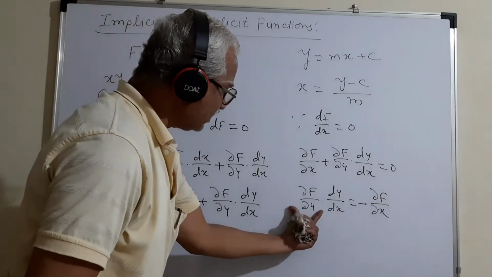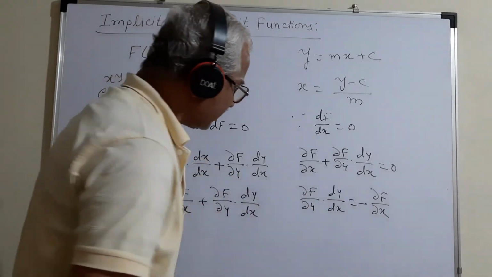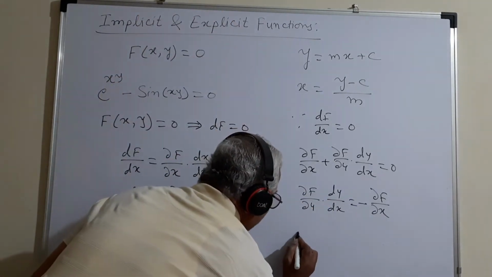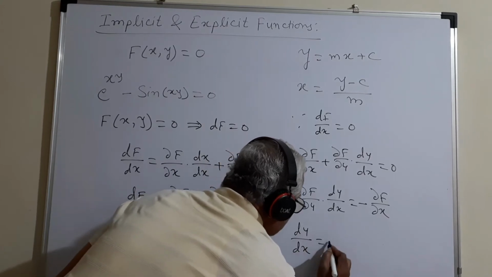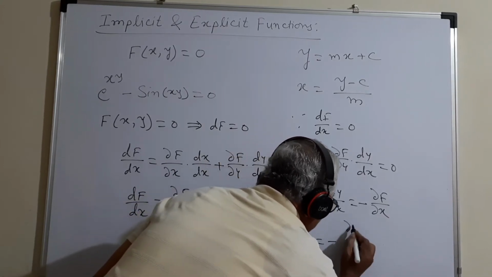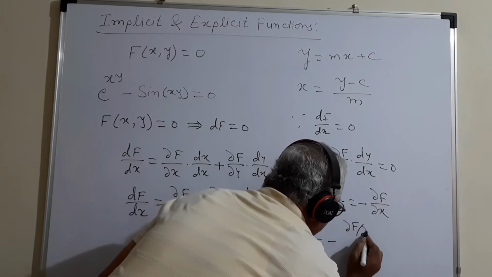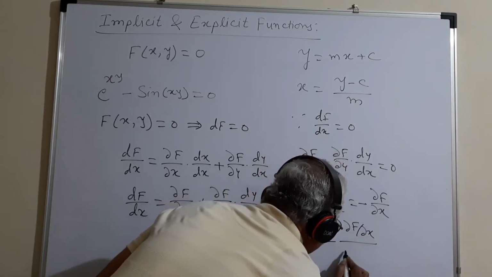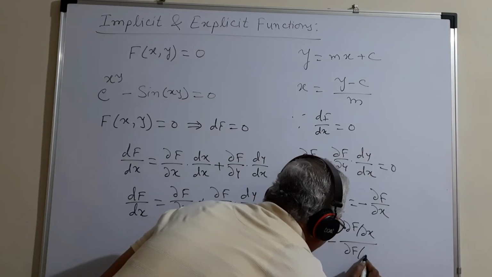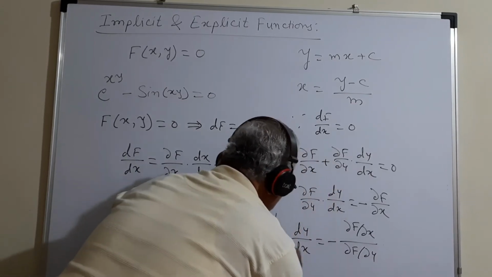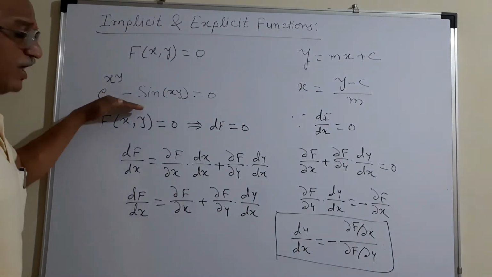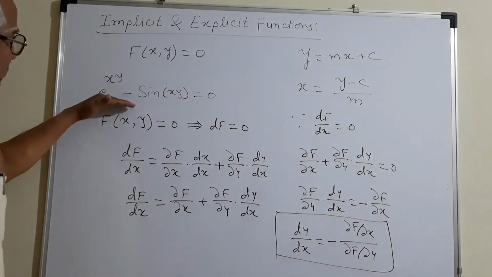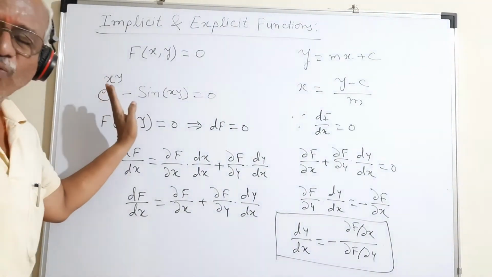And if we transfer this term dou f by dou y to the right hand side, we can write the expression for dy by dx is equal to minus of dou f by dou x divided by dou f by dou y.